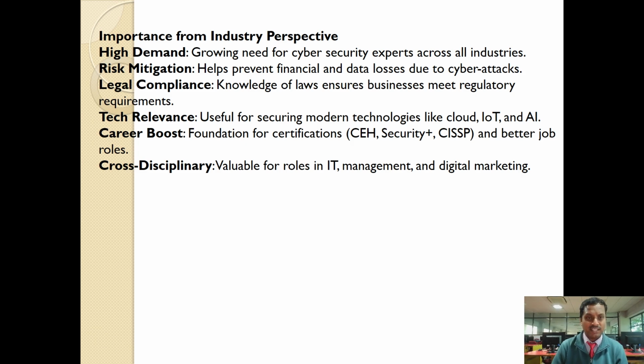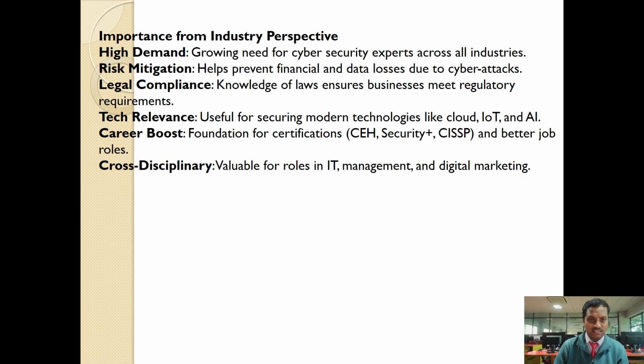So second is risk mitigation. It helps prevent financial and data losses due to cyber attacks. Okay, so to help the company prevent certain financial losses, cybersecurity experts are required. Next, legal compliances. Obviously, to handle this kind of attacks, there is a requirement of knowledge of laws to ensure business meets regulatory requirements.